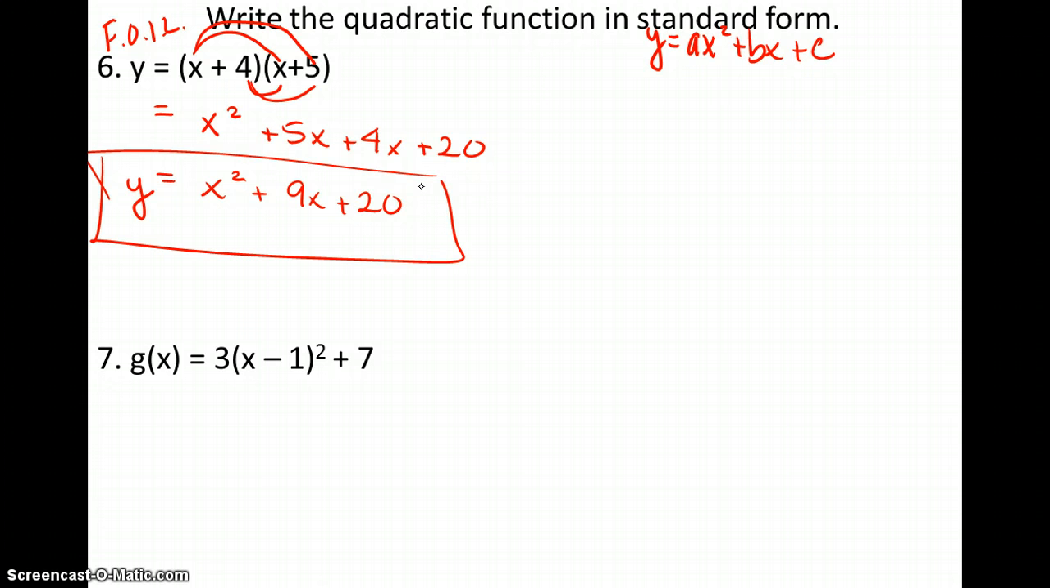Now, number 7 is a little bit different. g of x is the same thing as y, so that's not stressing me out at all. I hope it's not stressing you out as well. But this, I can use a special product.